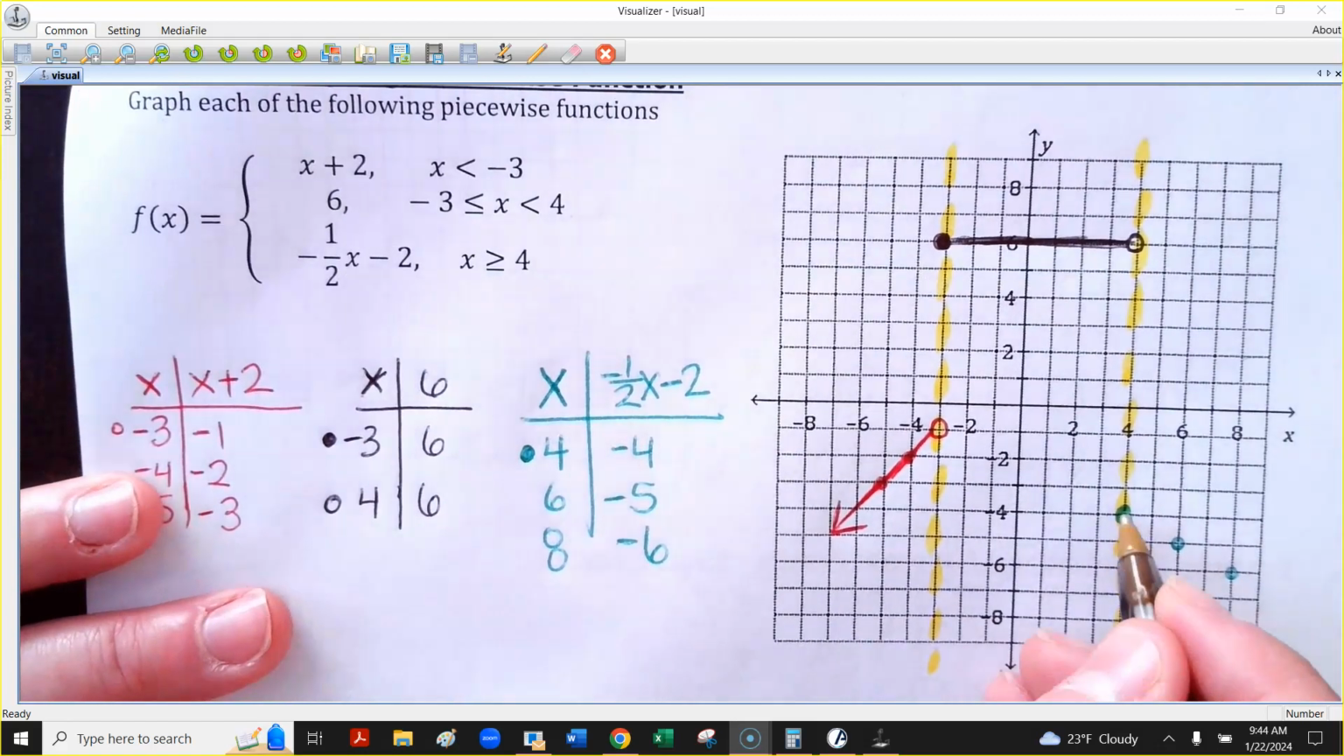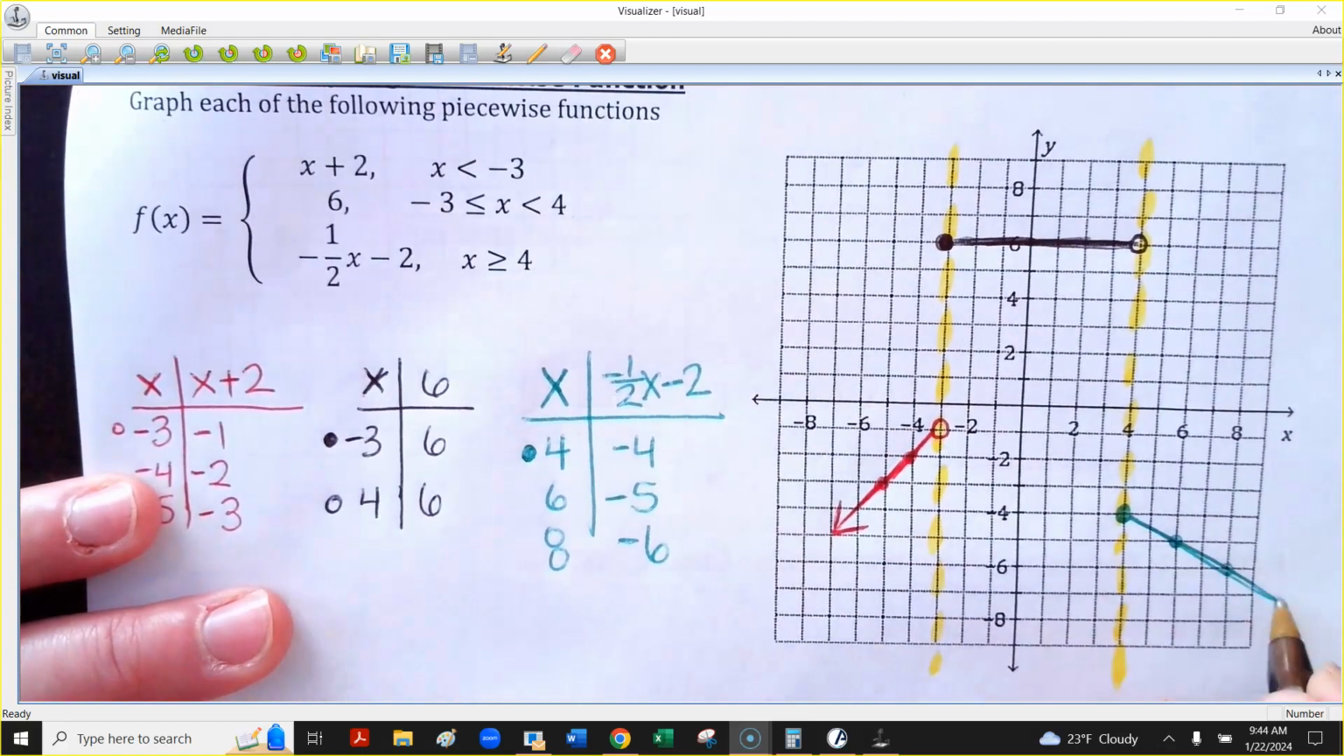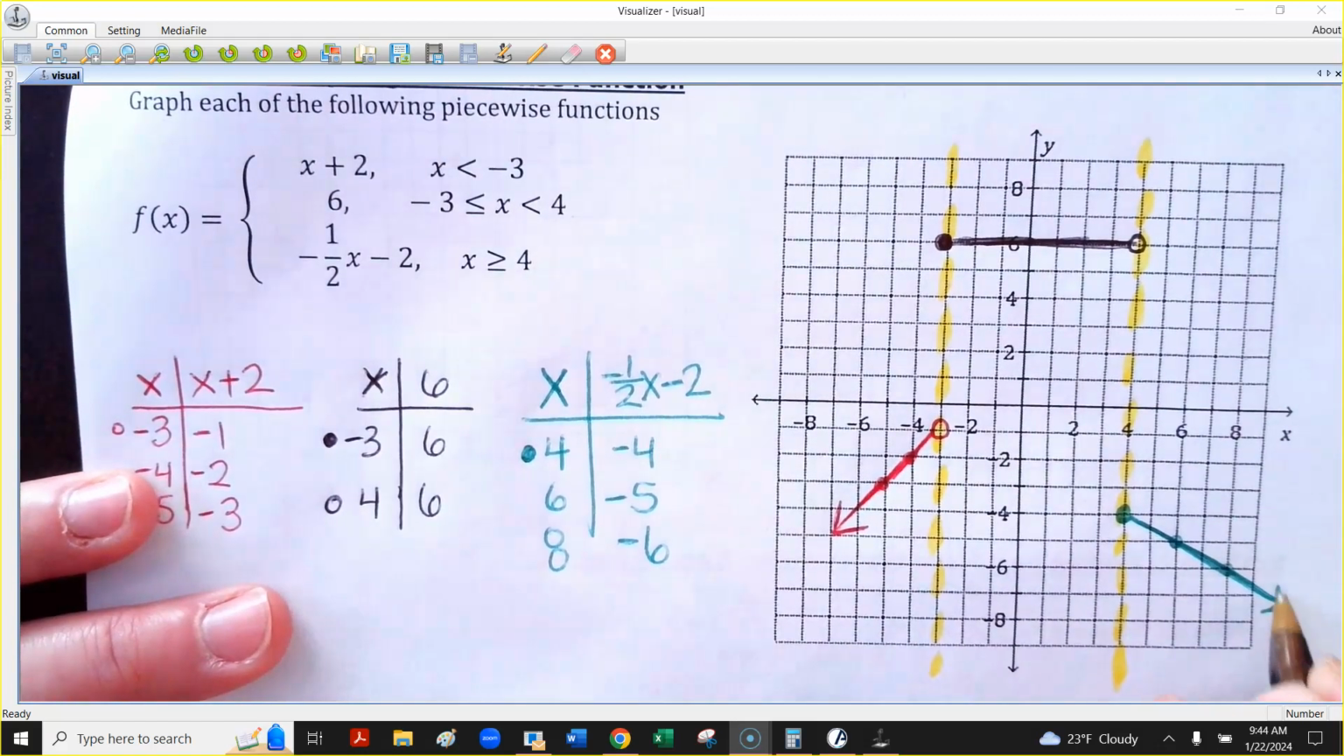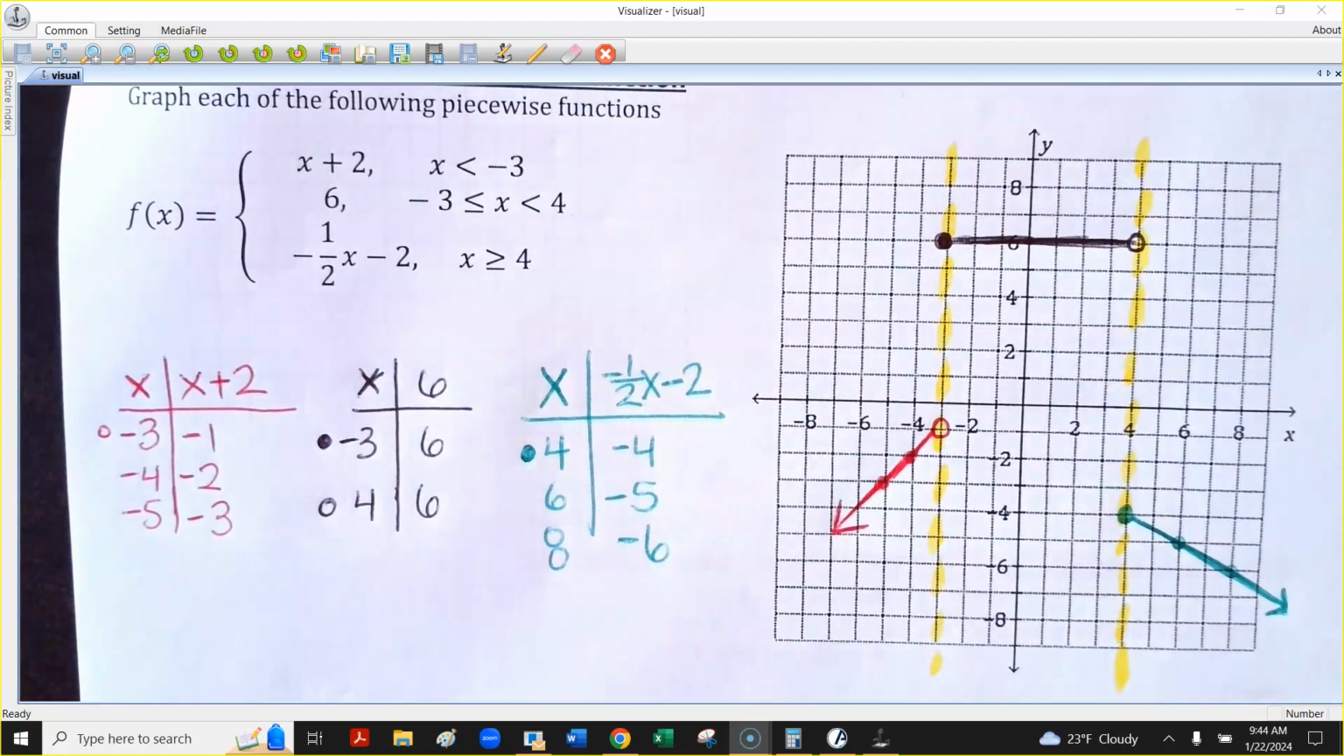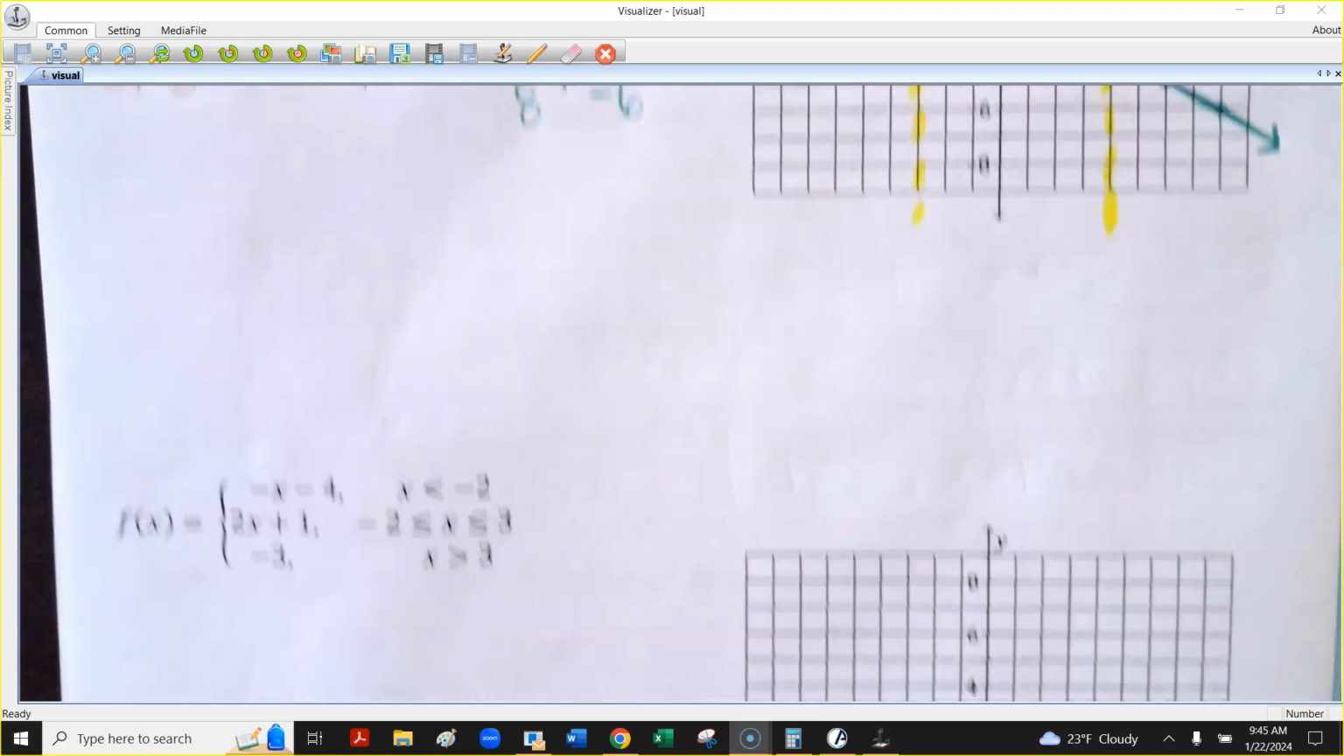It should only go to the right. Otherwise, the pieces would overlap and it wouldn't be a function. So you should have a distinct piece on each of the different areas of the domain. They should not overlap. Is anybody having a question? Okay, let's just try one more here.